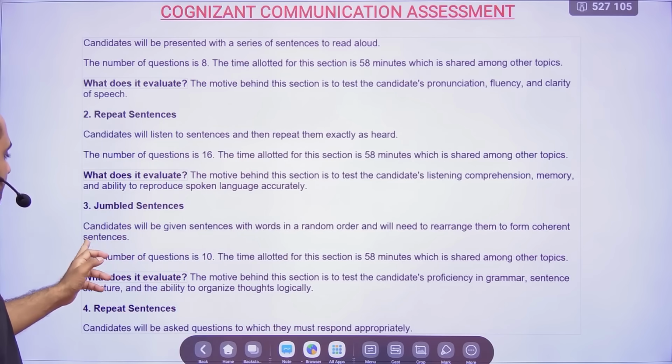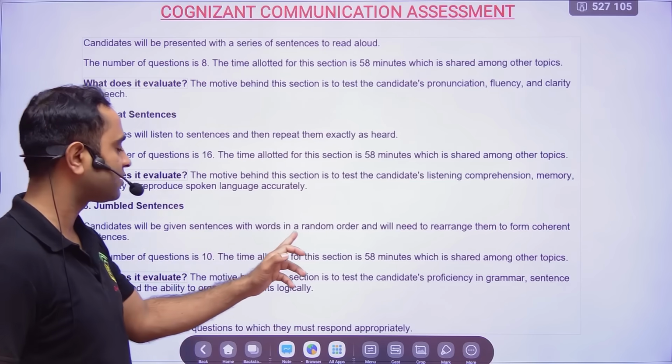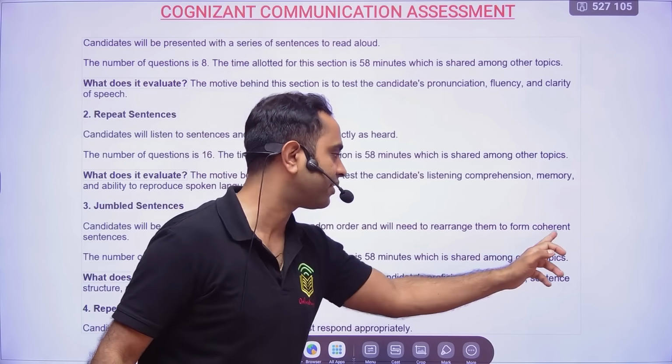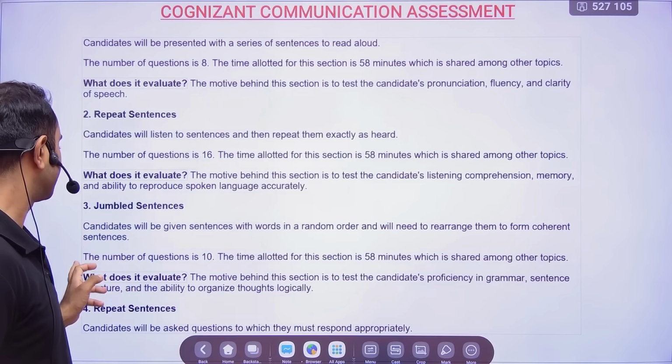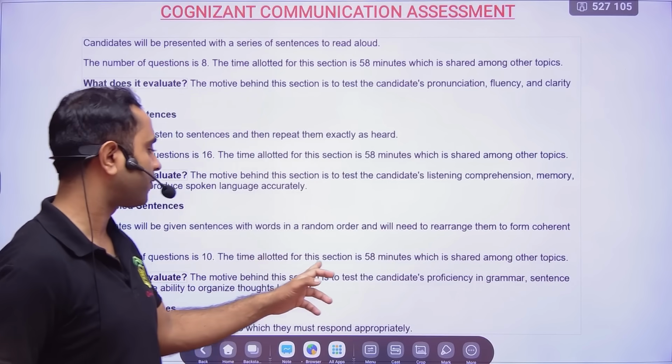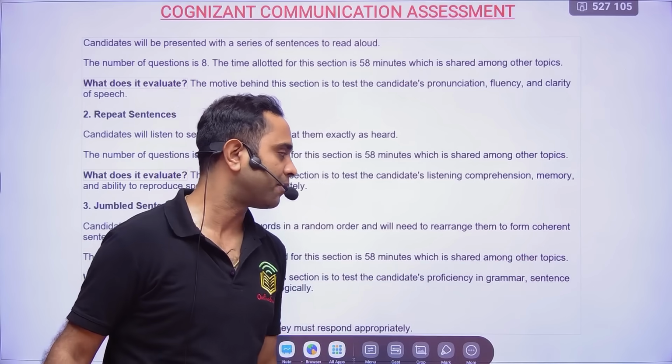Jumbled sentences. Candidates will be given sentences with words in a random order and will need to rearrange them to form coherent sentences. The number of questions is 10. The time allotted for this section is 58 minutes, which is shared among other topics.